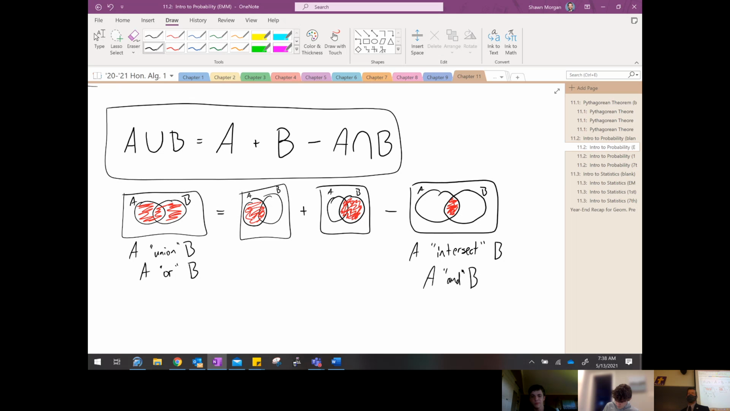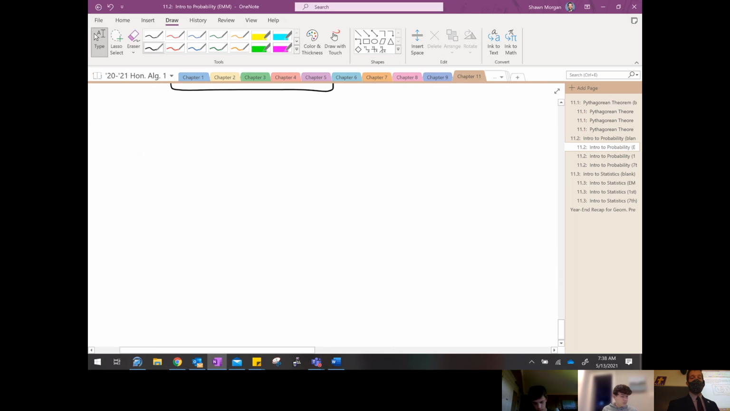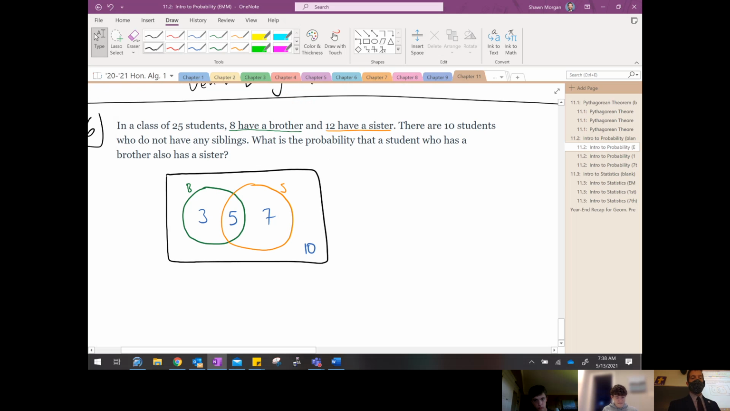Because what I'm about to show you is a mistake I made. I was talking to my 7th period, and we worked through this problem, it might have been Tuesday, and I just misread it. Oftentimes the way that you miss a probabilities question is you misread it. I had the problem set up, my Venn diagram set up, with the 3 and the 5 and the 7 and the 10, and then I told the kids, what's the probability that the student has a brother also has a sister?